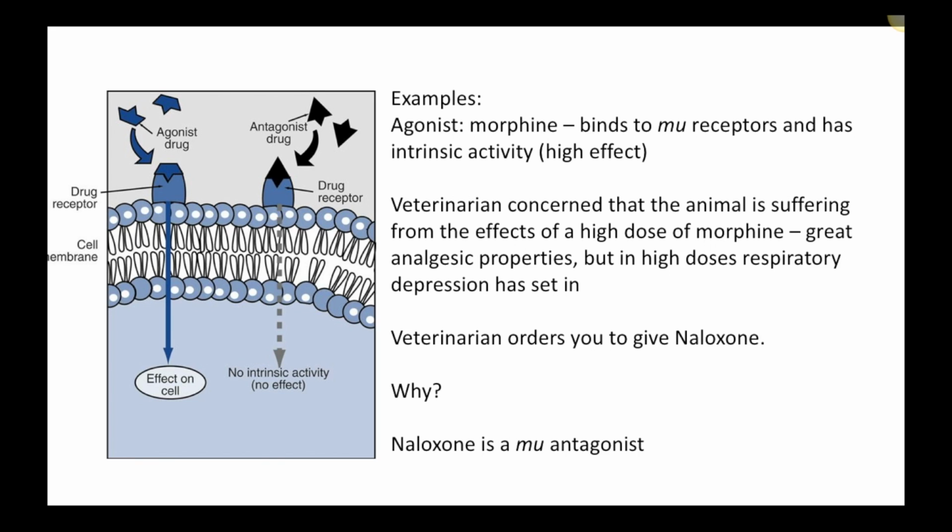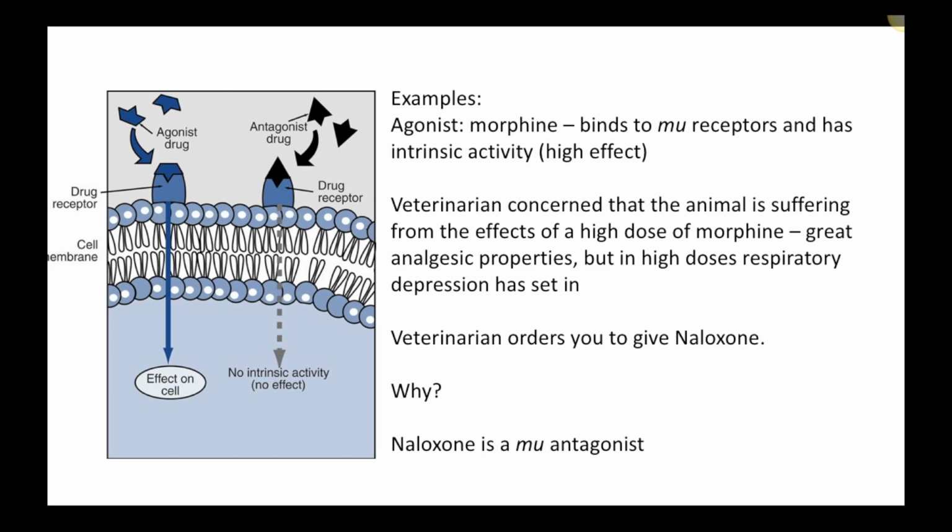So this is our little chart. Here's our little example of how it works. So let's put it into play. Again, this is our plasma membrane. We've got our little drug receptors that technically sit within the plasma membrane, and then this is the inside of the cell. So our agonist, morphine, binds to mu receptors and has intrinsic activity. So it binds to the receptors, it's a missing puzzle piece, and it has a really high effect on the cell.